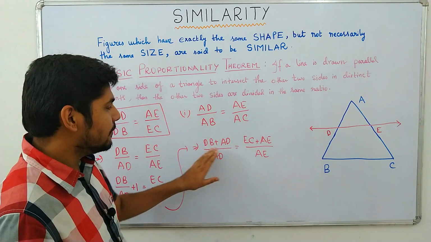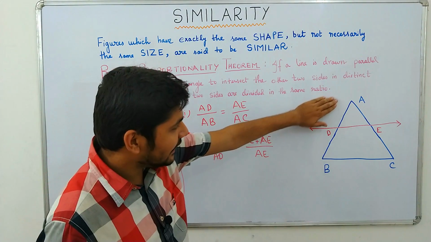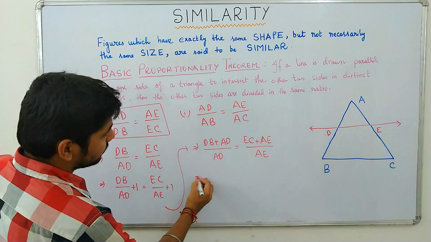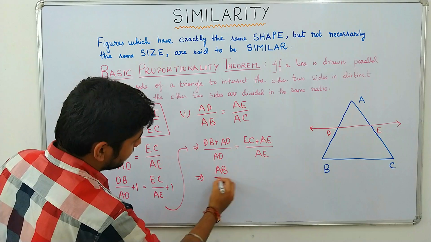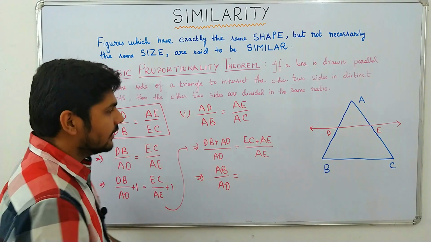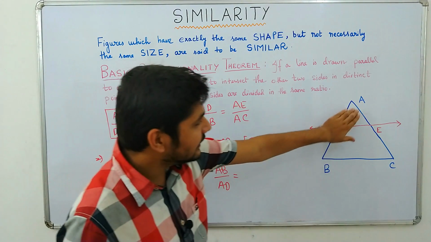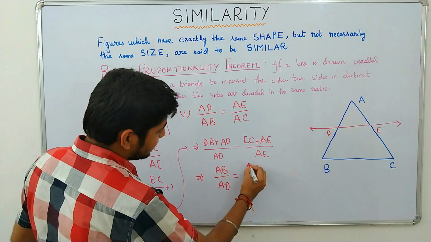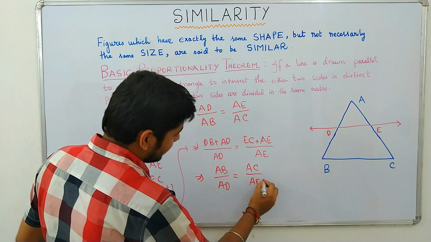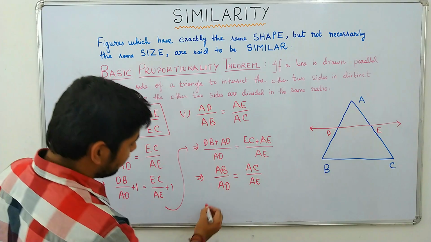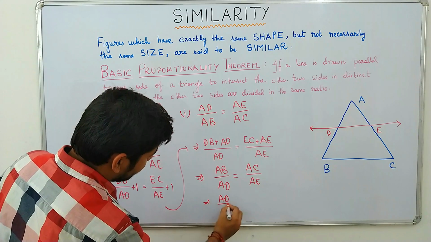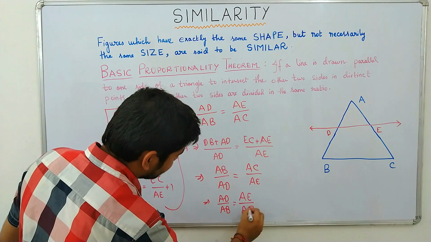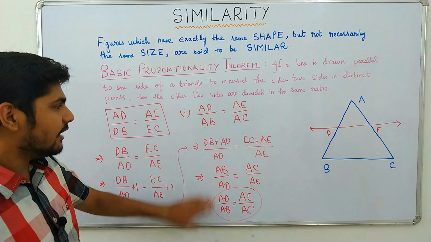Now what is DB plus AD? You can see in the figure that AD plus DB will equal the full length, which is AB. Therefore, AB divided by AD is equal to, then we have EC plus AE. You can see AE plus EC over here will give the full length AC. So AC divided by AE. Now we'll take the reciprocal again. Then we will get AD divided by AB is equal to AE divided by AC. So this is what we wanted to prove, and we have proved this.